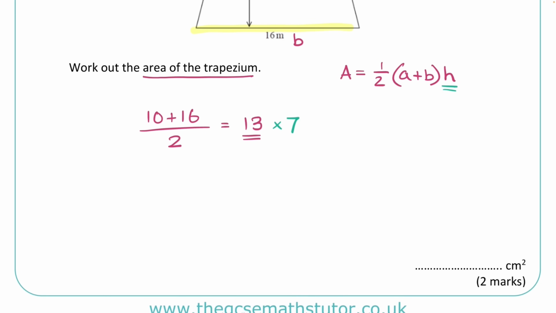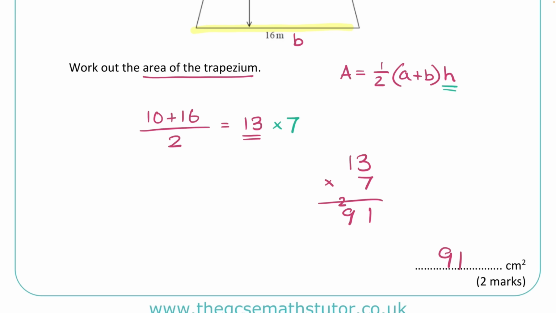And of course, without a calculator, I want to take my time to work that out. So 13 times 7, 7 times 3 is 21. 7 times 1 is 7, plus the 2 is 9. So 91 centimetres squared for the area of the trapezium.